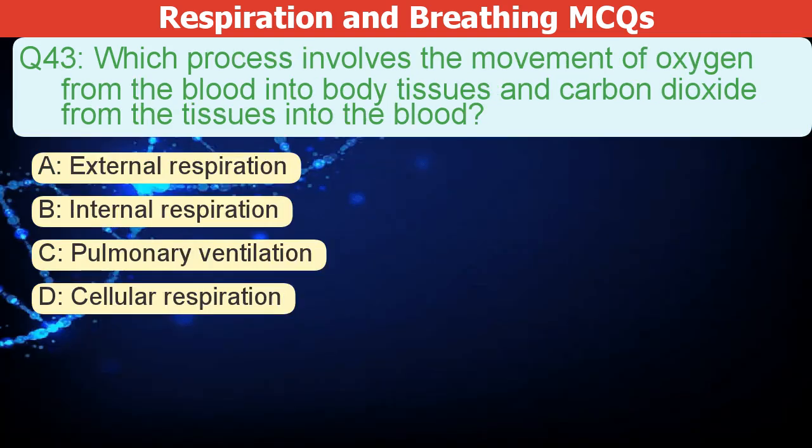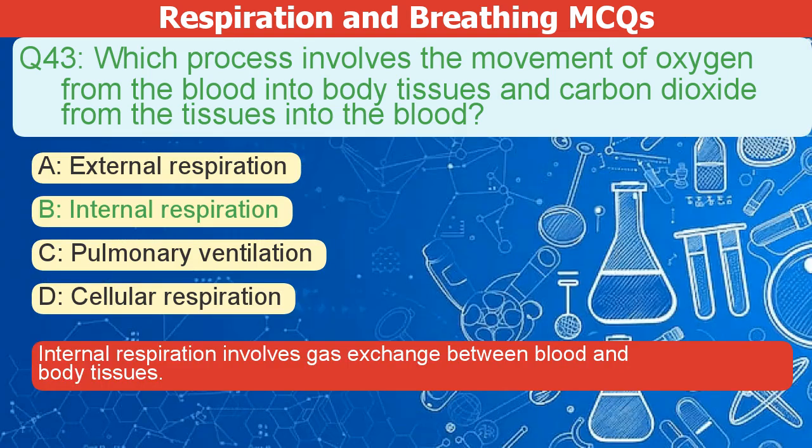Which process moves oxygen from the blood into body tissues, and carbon dioxide from the tissues into the blood? A. External respiration. B. Internal respiration. C. Pulmonary ventilation. D. Cellular respiration. The correct answer is B. Internal respiration involves gas exchange between blood and body tissues.